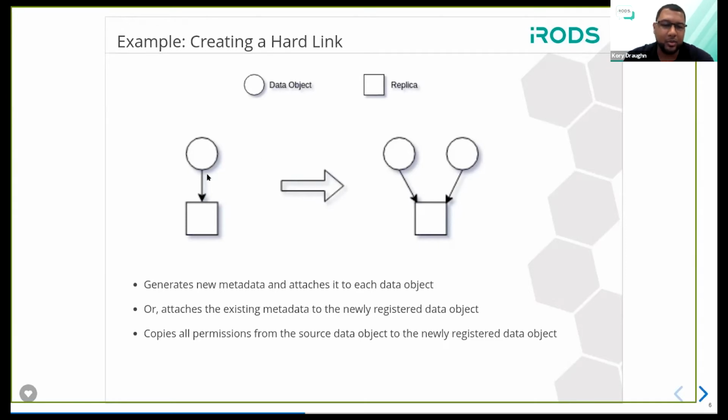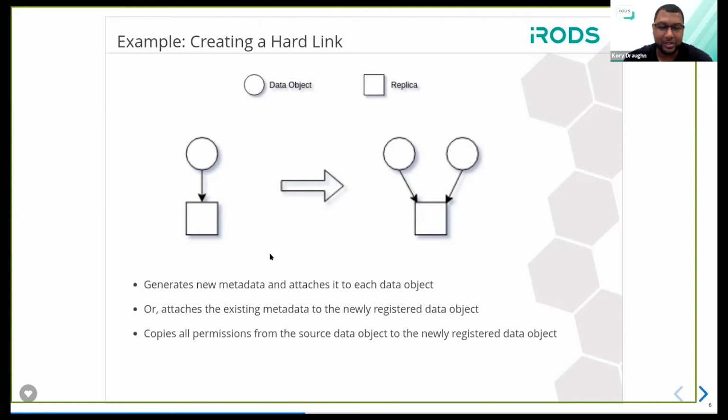In this example, we start out with a data object that points to a single replica. When we create a hard link, we end up with two logical paths with data objects that point to that same replica, as denoted by these links here. We can look at these links as being the hard links to that replica. There are two scenarios with creating hard links that we have to handle. There's the case where there's no hard link metadata, or essentially the data object is not hard linked.